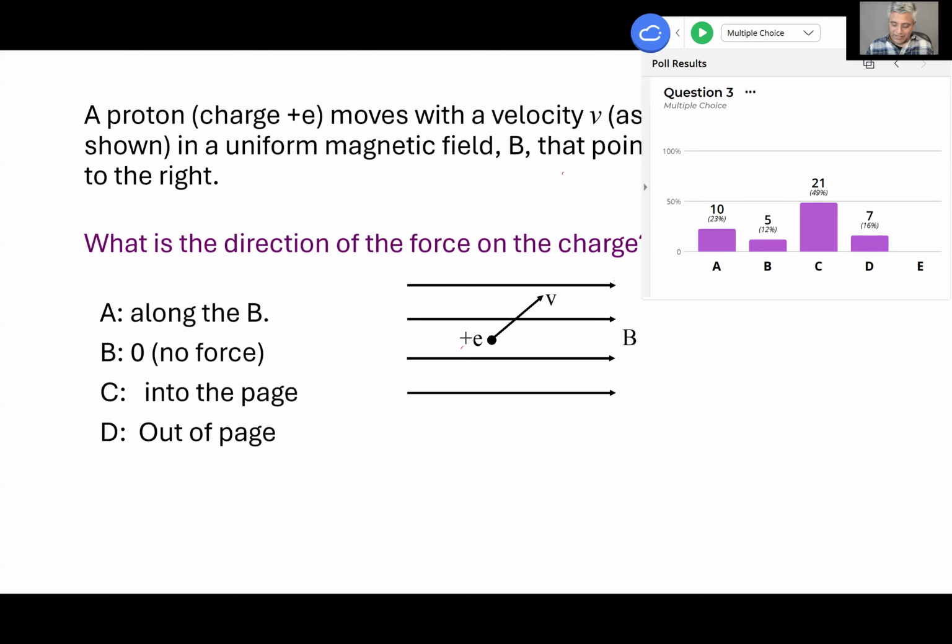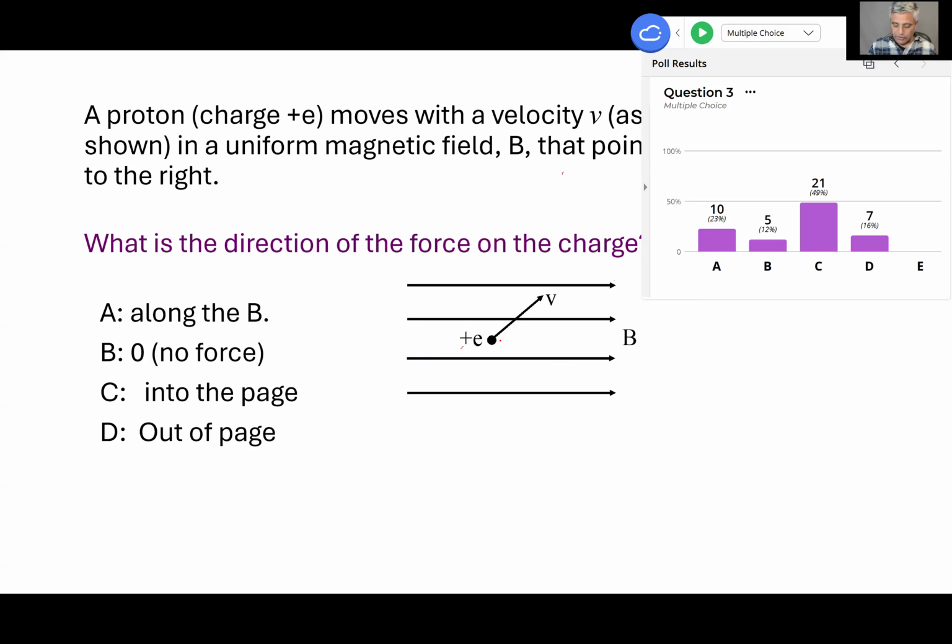Again, A cannot be the answer because force is never along the B. So this is B. We are talking about force due to this field. So two different things we are talking about. And this FB, or force due to this magnetic field on the moving charge, is always perpendicular to B, meaning it cannot be in the direction of B or opposite to the B. It cannot. Okay.